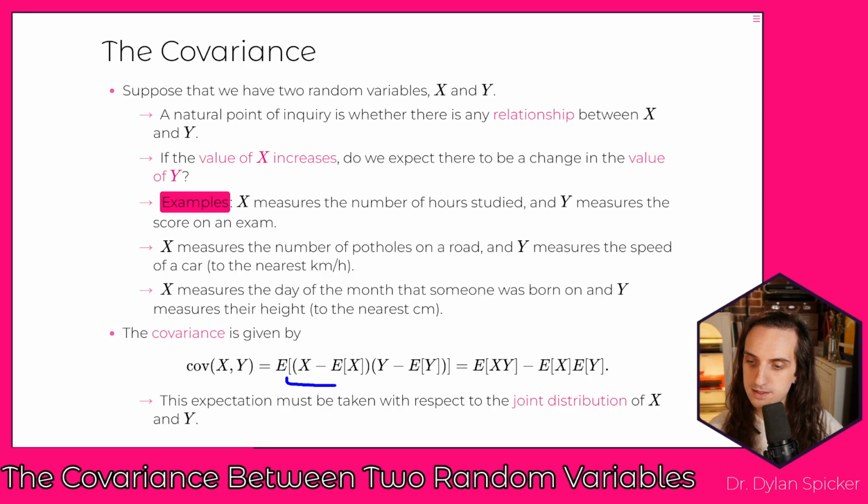So when we think about this expectation here, notice that we have two random variables in it, right? We have x and we have y. Those are both random quantities. And as a result, we need to be thinking about this expectation with respect to our joint distribution rather than the marginal distributions.